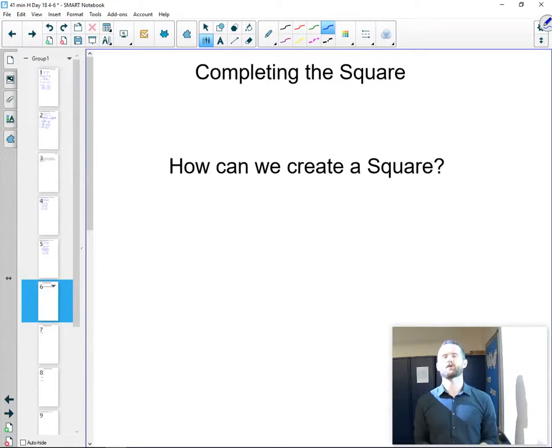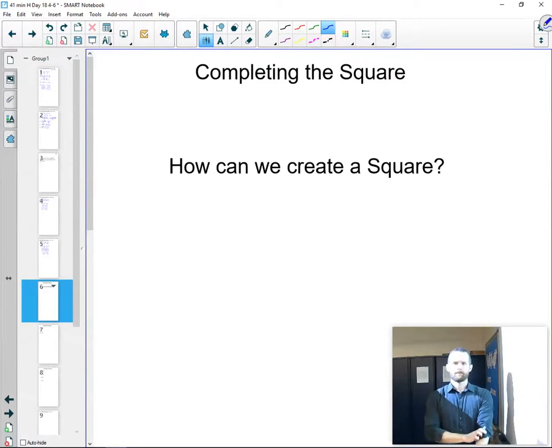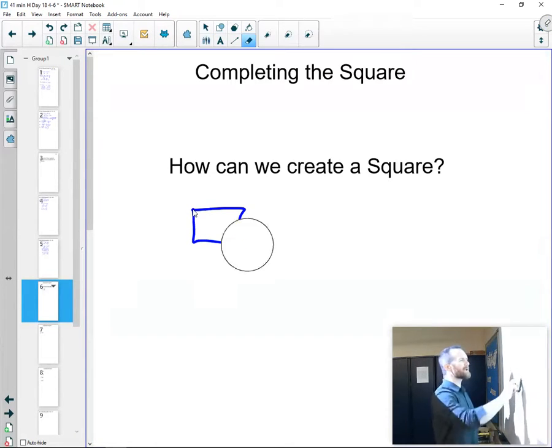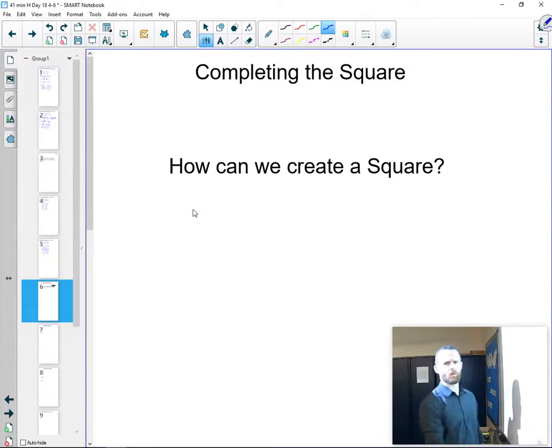Now, completing the square is sort of a weird thing to teach in person in my experience, so it's even a little weird to teach through this video, but I'm going to do the best I can. We'll see how this goes. So let's start with the basic question. How can we create a square? Now, when I say that, I don't mean how can we make a square like a shape. I mean, how can we create a square number, a perfect square?